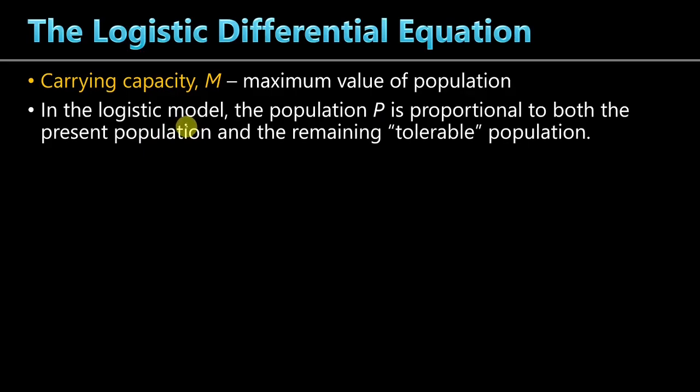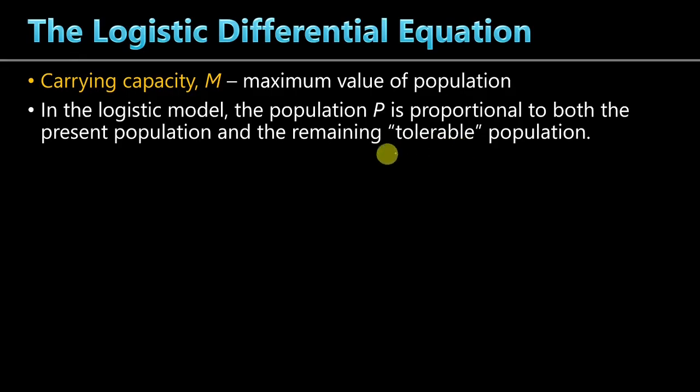And in the logistic model, the population P is proportional not only to the present population. So we may recall that in the natural growth model, the population growth is proportional only to the present population. On the contrary, in the logistic model, the population growth is proportional also to the present population, but in addition to that, it's also proportional to the remaining tolerable population.